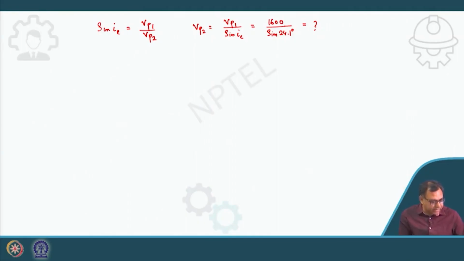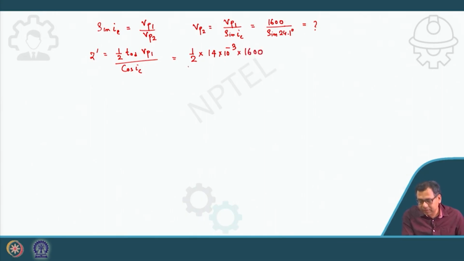So what is the Z1 and Z2 value, or Z dash value? So Z1 expression, you know, that is half T0U or T0D Vp1 divided by cos IC. So that is Z dash. So this will be half, T0D is 14 into 10 to the power minus 3, VP1 is 1600 divided by cos 24.1 degree. So this is giving 12.27 meter.